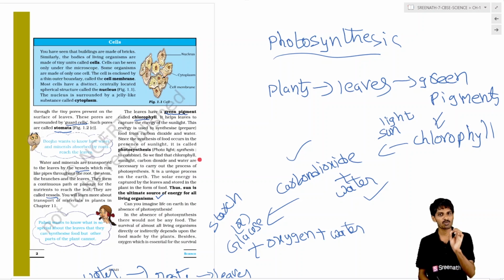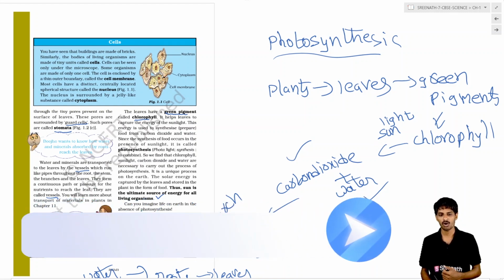Basically, leaves have small tiny holes. Those holes are called stomata. Those stomata are covered by some cells called guard cells. In that way we are getting carbon dioxide. Water is from roots. Light rays are falling on the leaves. So finally we are getting carbohydrates.